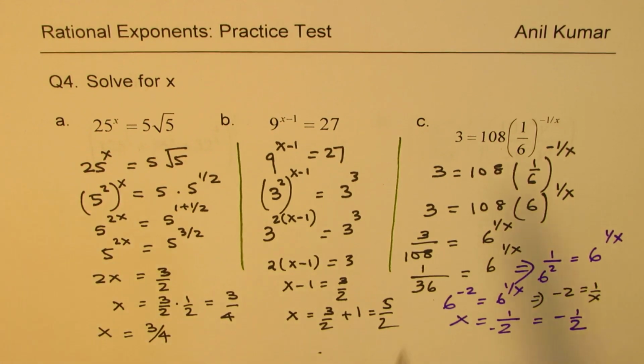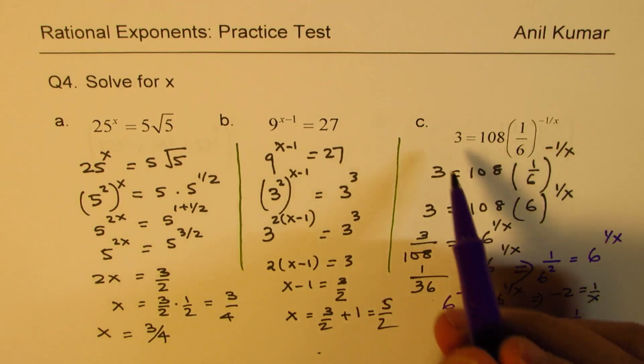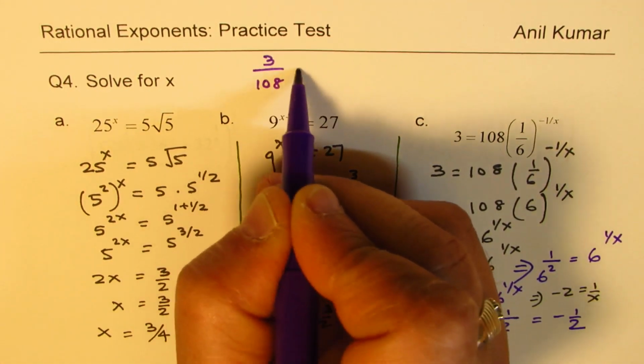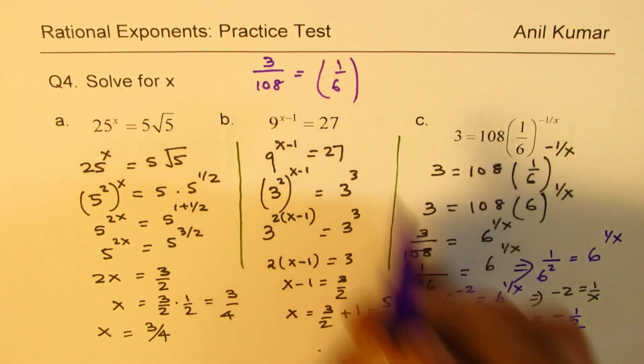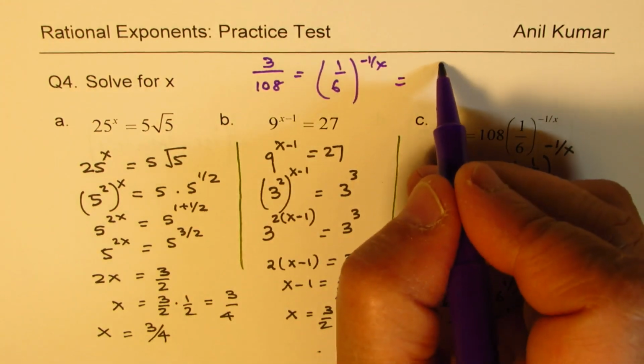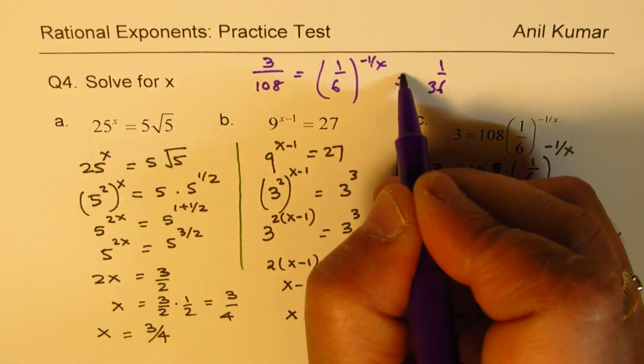Well, an alternate could have been, we could do it like this. Let's redo this question. So we could write this as 3 over 108 equals 1 over 6 to the power of minus 1 over x. Now this, as we learned, is 1 over 36, right?